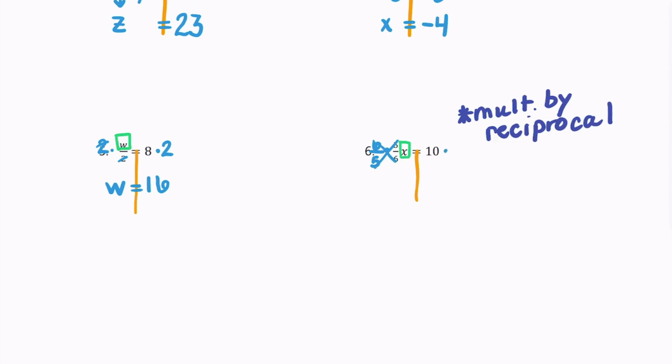And now remember, if I do that on the left-hand side to keep it balanced, I have to do it on the right-hand side, okay? So when I draw my arrow down, x, that's going to leave me with 10 times 6, which is 60, all over 5, and that leaves me with 12, okay?